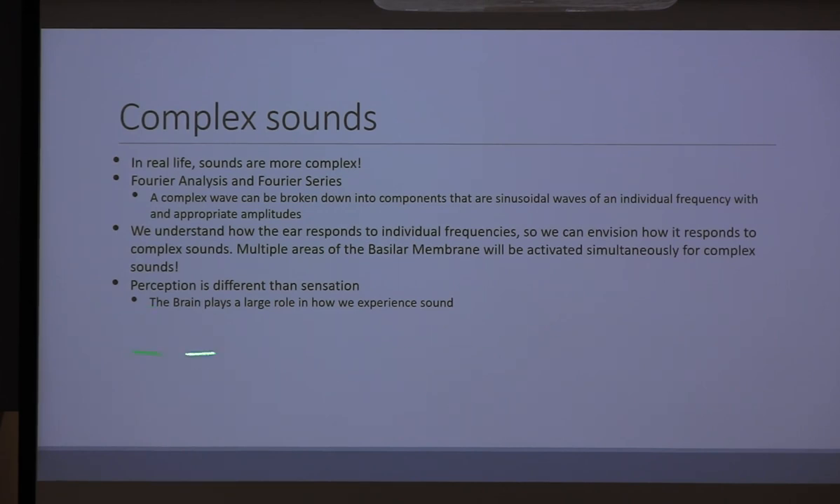And of course, just a note, perception is different than sensation. So a lot of what you actually hear or comprehend from the auditory system has to do with the brain. And so not all the sound that goes into your ear is actually what you are consciously feeling or experiencing, but that's of course beyond the scope of this talk. And a lot of that is not understood.